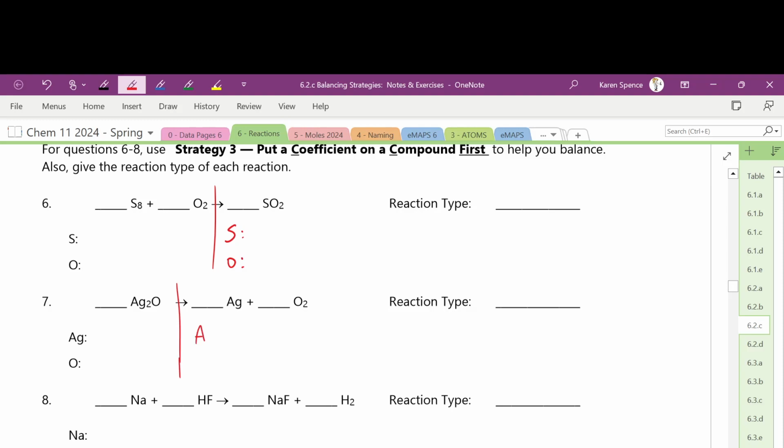Would it be better if I put like Ag and O in here? Should I update the workbook with like this? Yes. Okay, I will do that for next year.